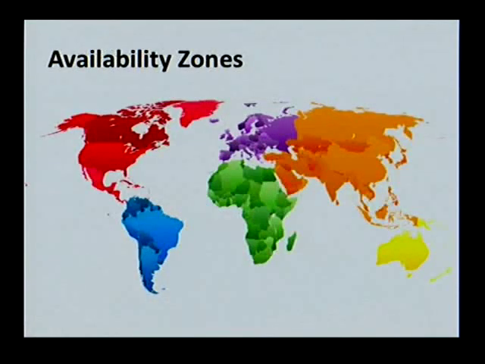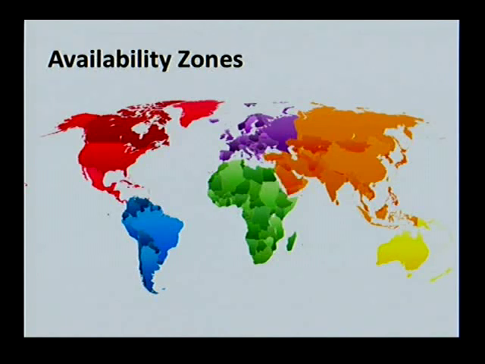Another benefit of using EC2 is what they call availability zones. Now, Amazon is a huge company. They do a ton of traffic. They've got data centers all over the world. I'm assuming that EC2 exposes that infrastructure to you. So when you launch an instance, you can specify where you want that instance to run.